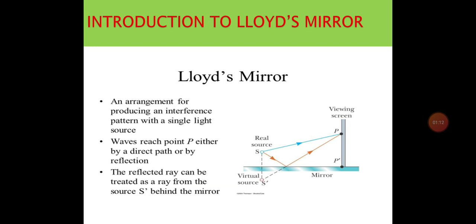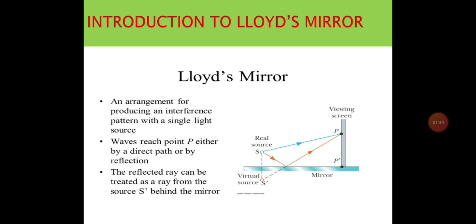As you can see in the picture, a Lloyd mirror has been taken which is polished on the front side, and we take the source S, which is considered the real source of monochromatic light. When the light from this source falls on the mirror, it gets reflected and moves towards the screen. Also, the light moves towards the screen directly, and we get the interference pattern on the screen.